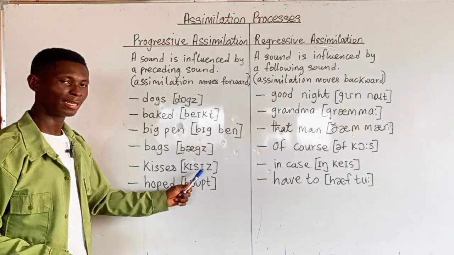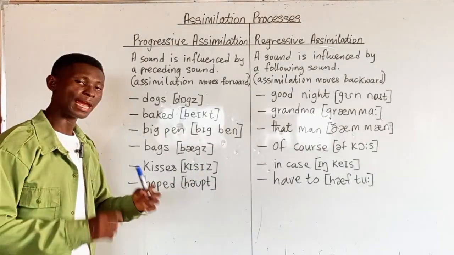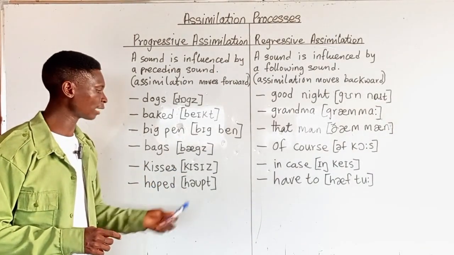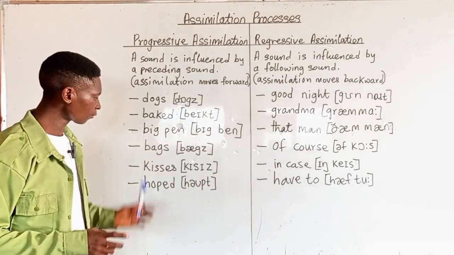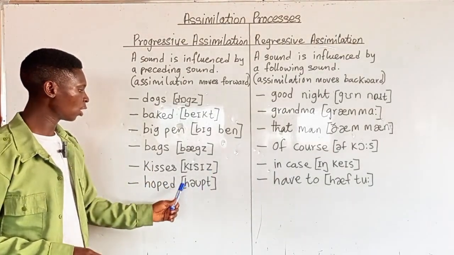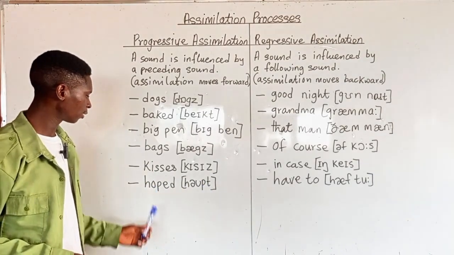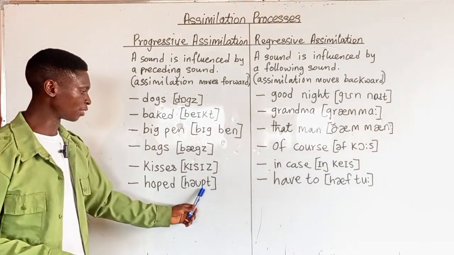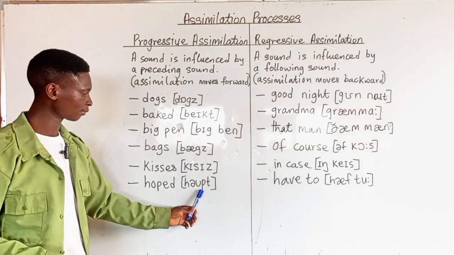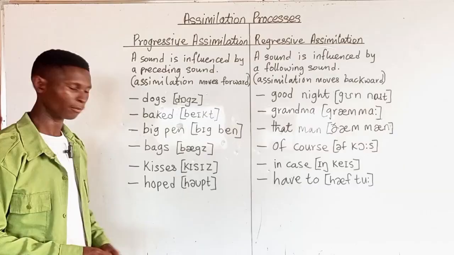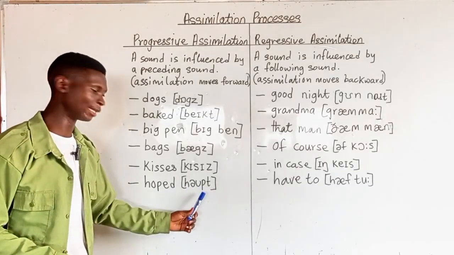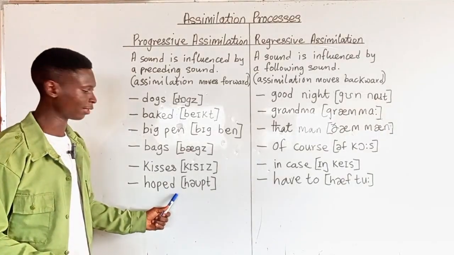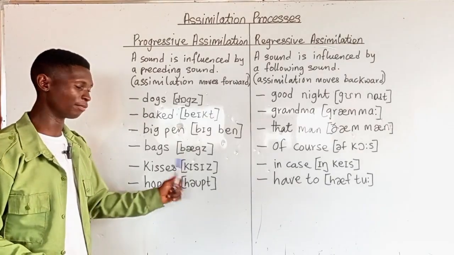After the e sound, which is a voiced sound, the s here is produced as z. Again, we have hoped. This ed is realized as t because of the p sound that comes before it. So we have t here because of the voiceless sound. The t is equally voiceless. We don't realize this as d because of the voiceless sound that comes before it.